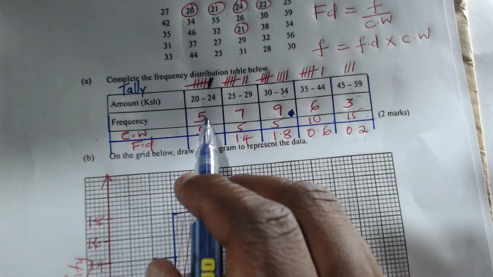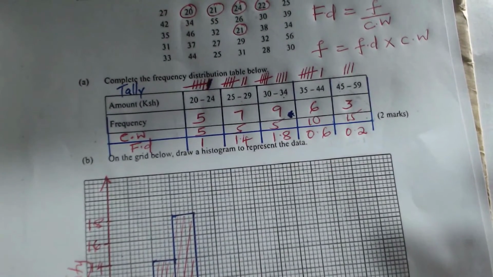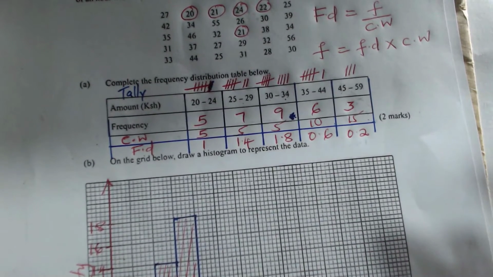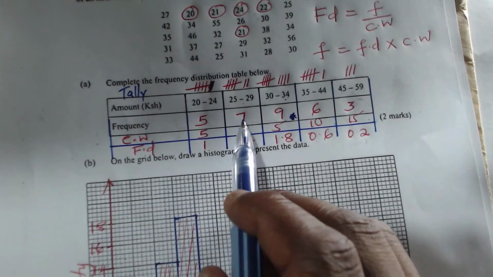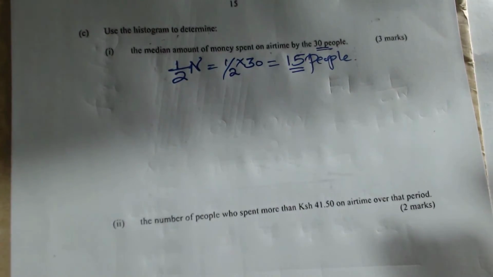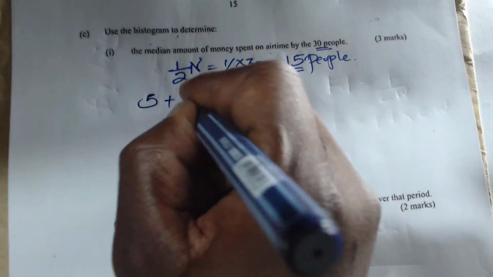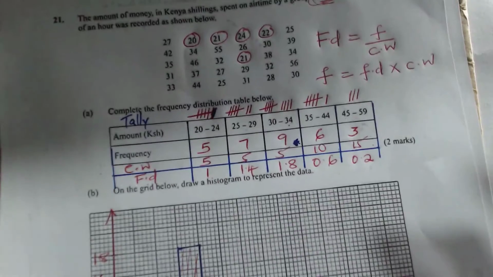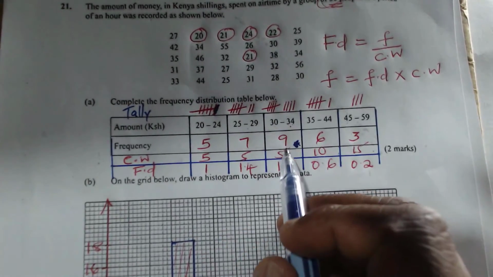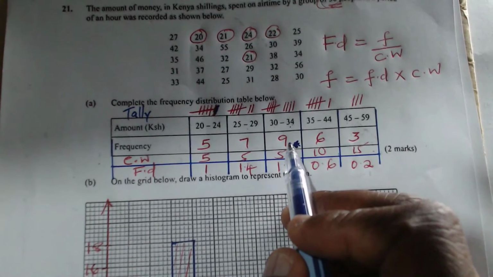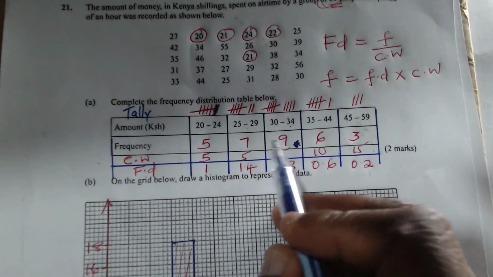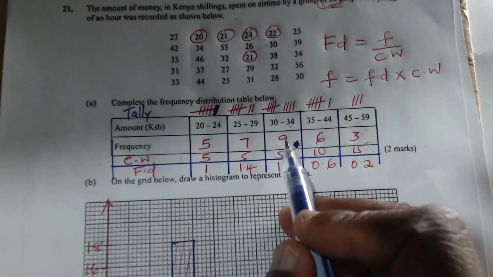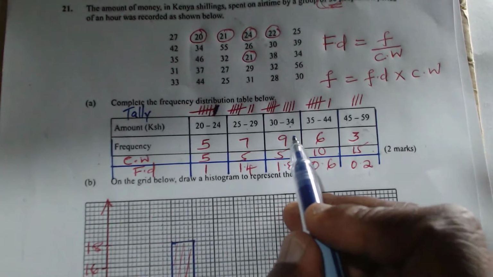So to get the amount of money spent by the median, 15 people, we shall take 5 plus 7 people, plus now we don't know the number of people who are in this class. They are not 9. Remember, if you add 9, 5 plus 7 is 12, and 12 plus 9 will be 21. So we need to get the exact number of people who are in this class.